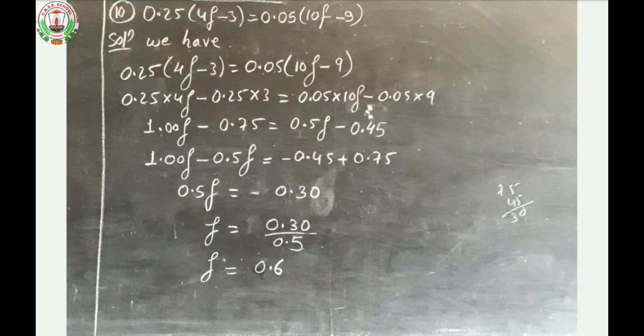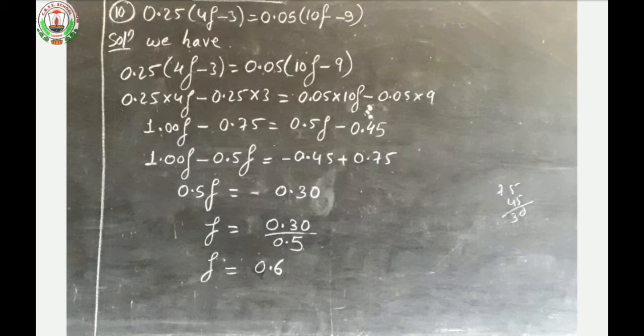So when 0.25 is multiplied with 4f, it will become 1.00f, minus 0.25 multiplied with 3 will become minus 0.75, is equal to 0.05 into 10f, which becomes 0.5f, minus 0.05 multiplied with 9, which becomes 0.45.